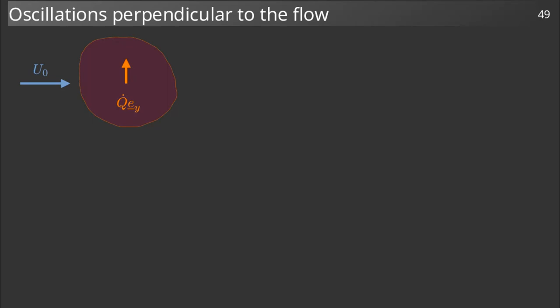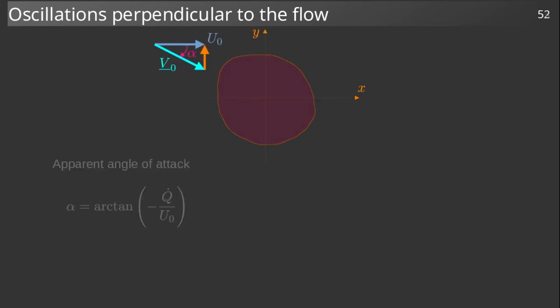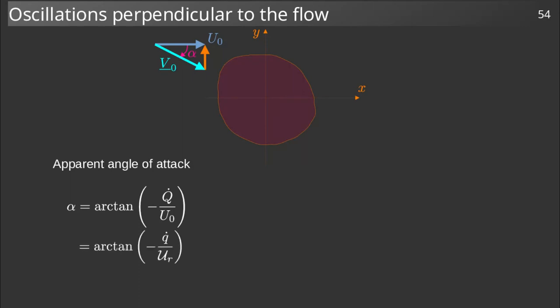If we place ourselves in the reference frame of the solid in motion, we have a solid with zero velocity in a flow with velocity v, which makes an angle alpha with the main direction of the flow. This angle of attack is the arctangent of minus q dot on u naught. This writes arctangent of minus q dot on ur with dimensionless parameters and can be approximated as minus q dot on ur for small motions.